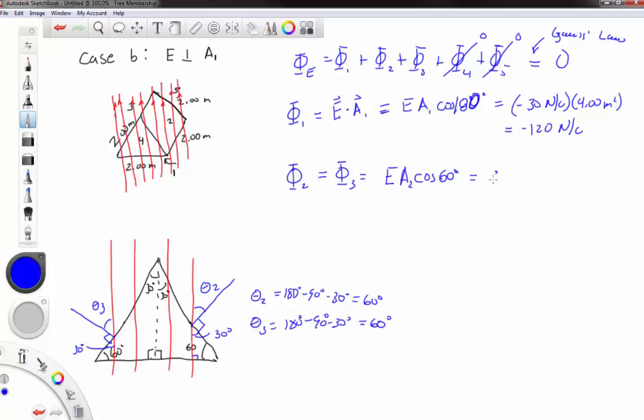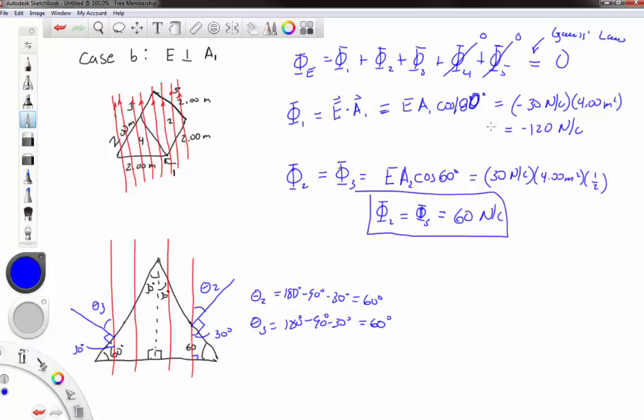So this then is 30 newtons per coulomb times 4.00 meters squared, and then cosine of 60 is a half, and so phi 2 and phi 3 are equal, and they are specifically equal to 60 newton meters squared per coulomb, and it's positive because it's fluxing outward through them. So we've solved for phi 1, phi 2, and phi 3.